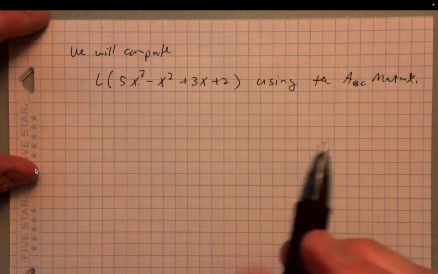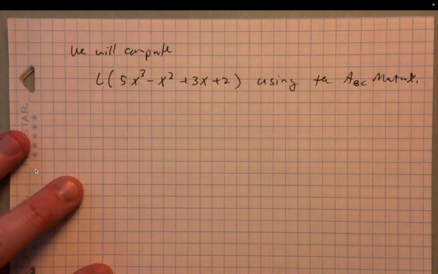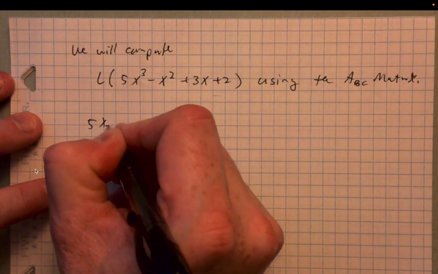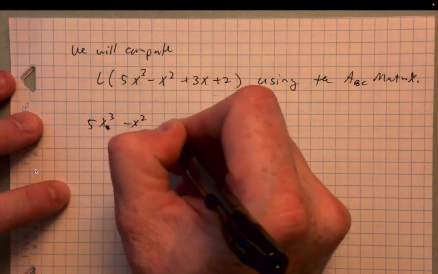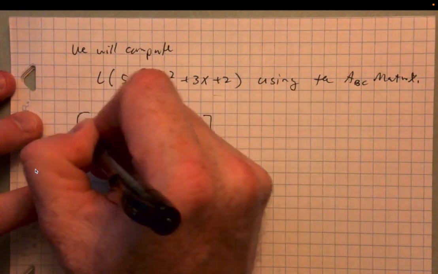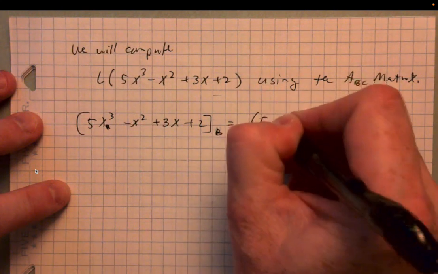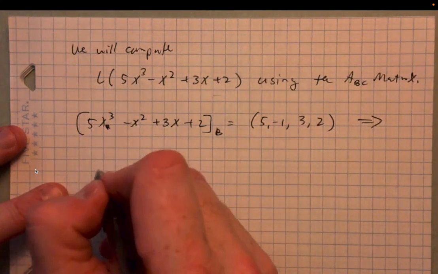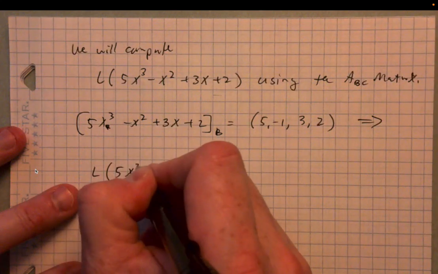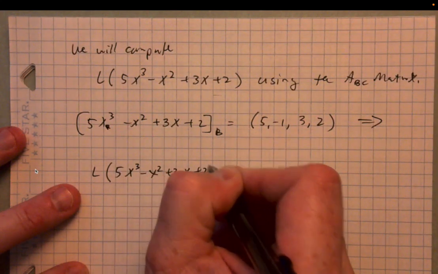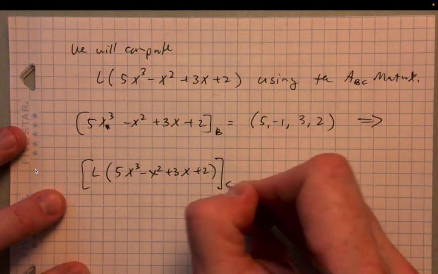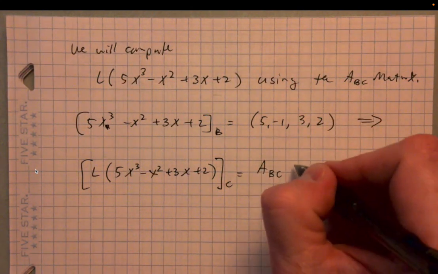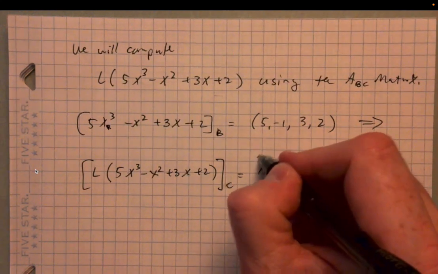Okay, so let's coordinatize this. You're always multiplying by the coordinates, right? So basically 5x cubed minus x squared plus 3x plus 2 coordinatized in B is of course equal to 5, -1, 3, 2. And so what that means then is that L of this guy coordinatized in C is just going to be that ABC matrix times this coordinatization in B. This is kind of abstract here.